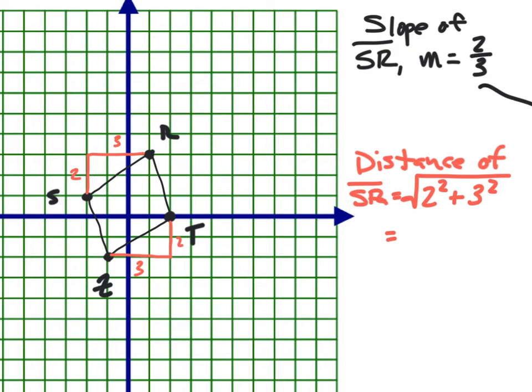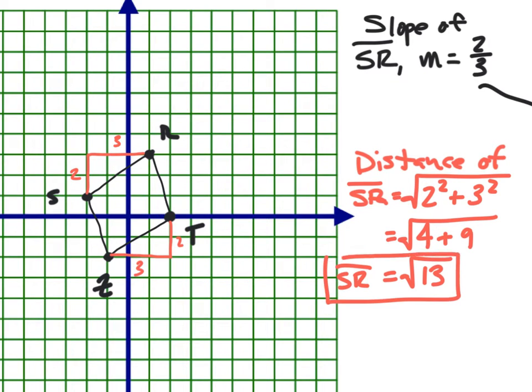And that's going to give me the square root of 4 plus 9, which gives me the square root of 13. Okay, so SR has that distance of the square root of 13, all right? And so then I'm going to do the same thing for ZT, okay?